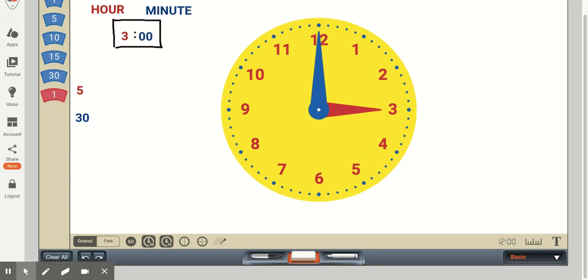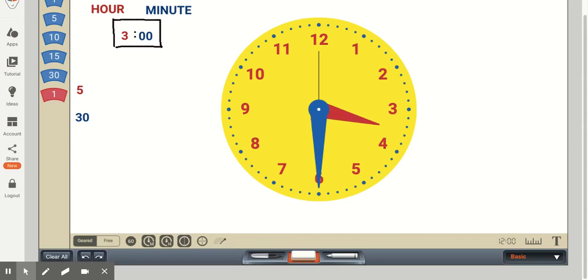Now, to introduce the half hours to the student, let me just divide our clock in half here. And when this minute hand goes halfway around the clock, we can read this clock in two different ways. We can say half past 3. In other words, this minute hand is half of the way around the clock. And the other way we can read this is that it's 3:30.